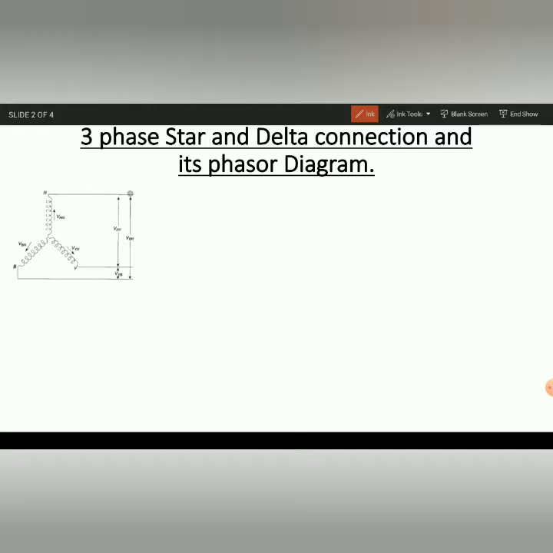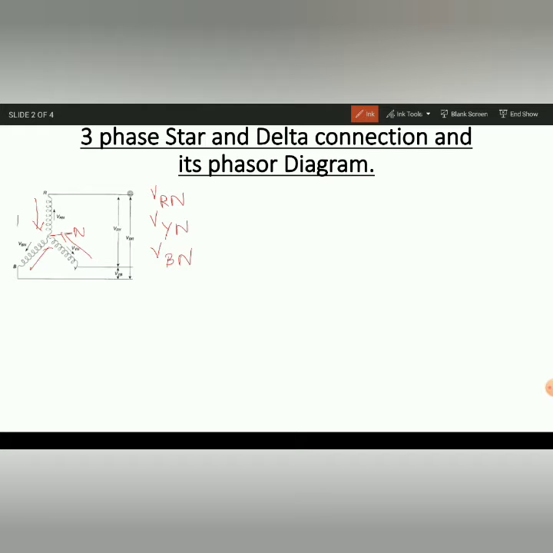Okay, so here we are seeing a star connection. In the star connection, this is a neutral. If we take this as a neutral, what is the voltage across this position? Let us take this direction. In this direction the voltage will be VRN, in this direction the voltage will be VYN, and in this direction the voltage will be VBN. Okay, so all are going inside.